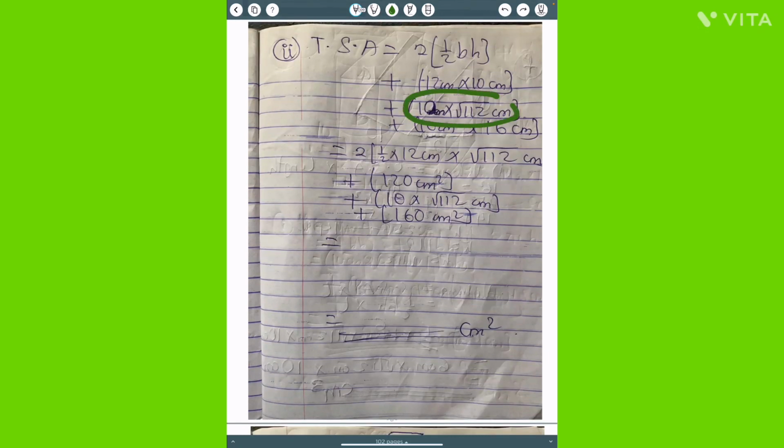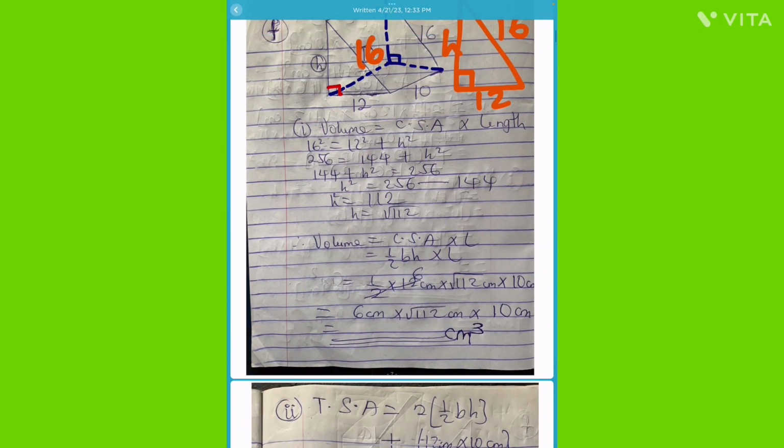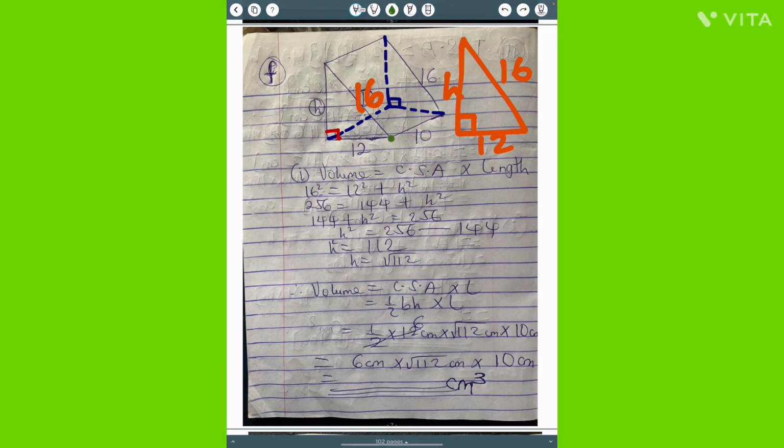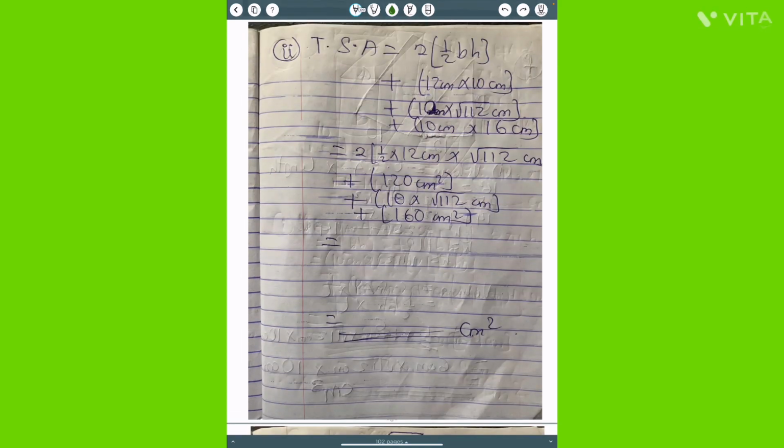There's another side which is 10 by root 112. That's the left side there. This side is 10, so this side is also 10. Since this is a rectangle, I have 10 by h. This is also h. So this rectangle has dimensions h by 10. That gives me 10 by root 112. Then there's another side that's 10 by 16.